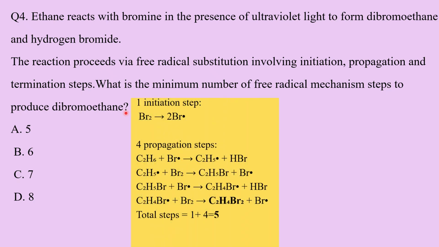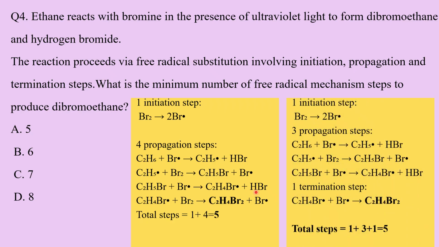You can write your mechanism in this way, because I have written my mechanism till the point I get dibromoethane. If I count the number of steps, it will be 1, 2, 3, 4, 5. So I require 5 steps. You can also write the same mechanism in this way, but again you will get only 5 steps required in order to prepare dibromoethane. This is how you are going to solve this question. This means option A is correct.